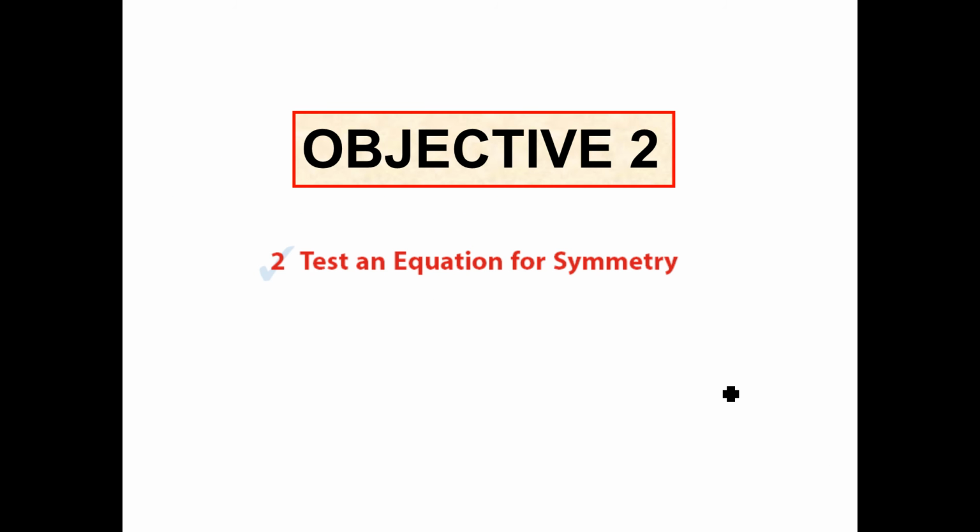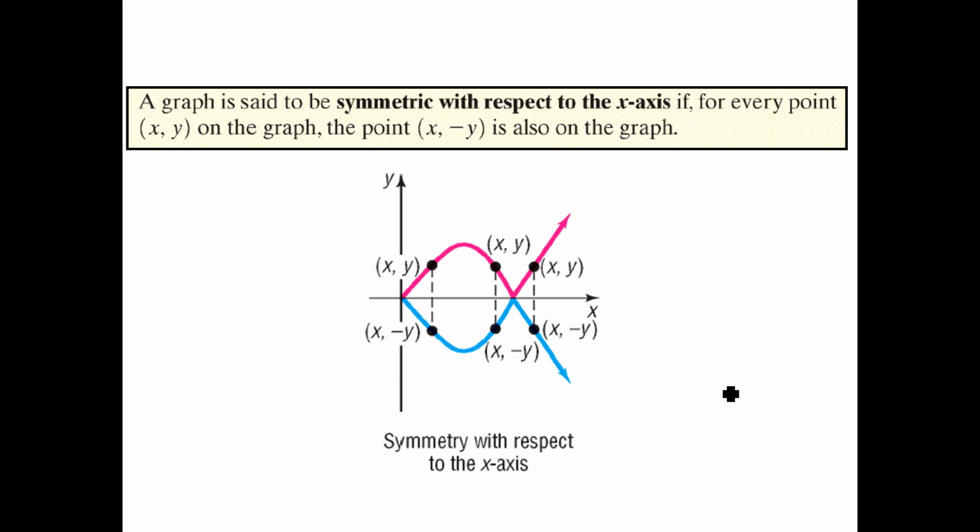Okay, second objective. Let's test an equation for symmetry. So, looking at this graph right here, we have 2 different curves. We have this one, and we have this one here. And this is symmetric about the x-axis, all right? So we say symmetric with respect to the x-axis if every single point has the exact same x value and the y values are opposites. So negative y matches up with y. Same x, negative y matches up with positive y. You can think about it as if we folded over the x-axis, every single point would land right on top of its partner on the other side.